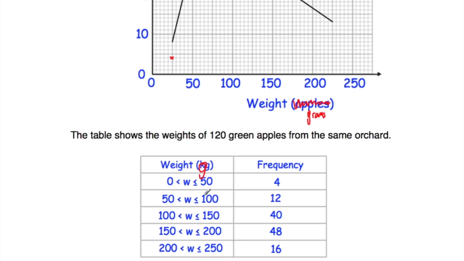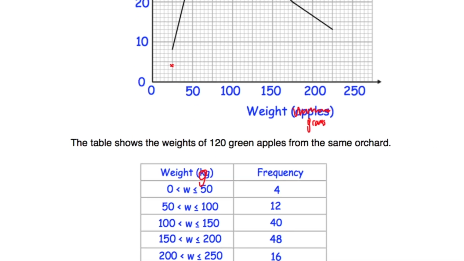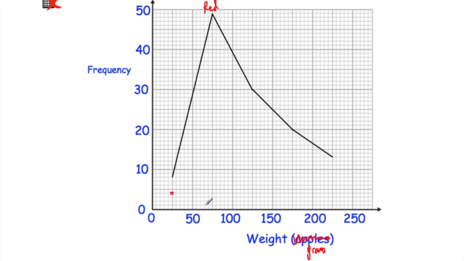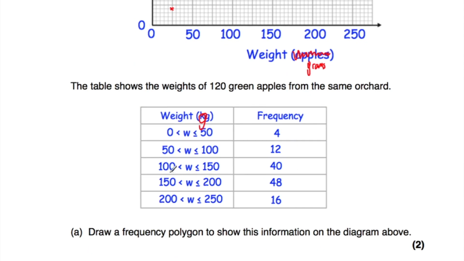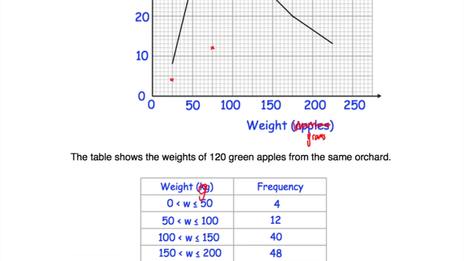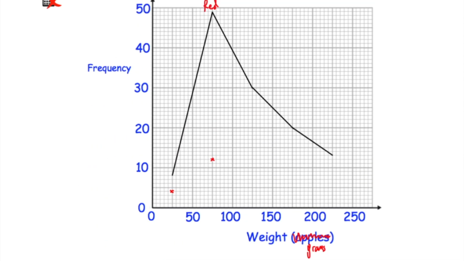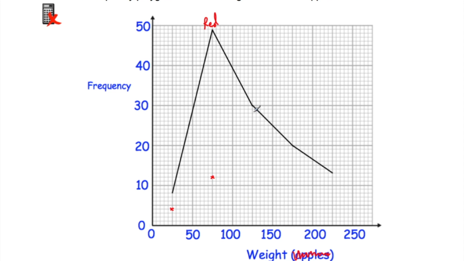Okay, next, between 50 and 100, we're going to go up to 12. So that's 75 across and up to 12. So 75 across and up to 12, so it's 10, 11, 12. So it's going to be there. And next, between 100 and 150, so we're going to go to 125, and that's going to be up to 40. So we're going across to 125 and up to 40. So it's 125 across and up to 40 would be there.